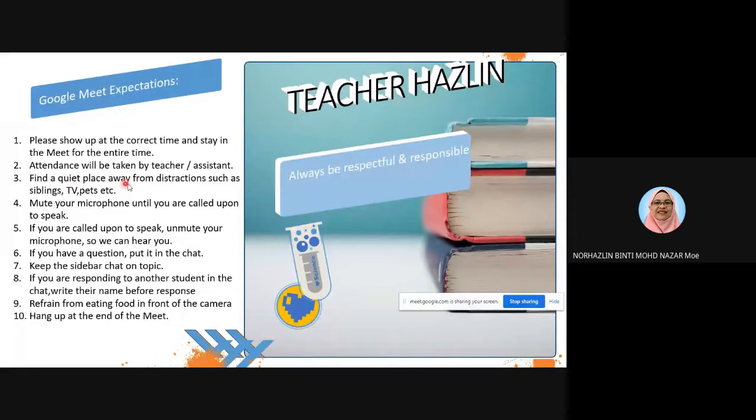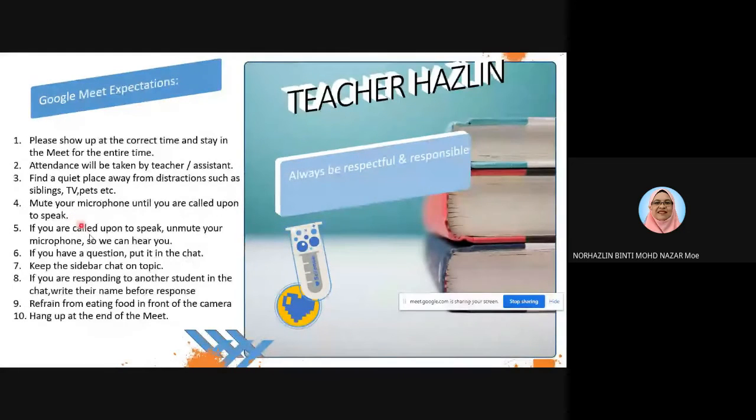Number two, attendance will be taken by teacher or my assistant. Teacher must be helping me today. Number three, find a quiet place away from distractions such as your siblings, your TV, pets, and other distractions. Distractions mean gangguan-gangguan lain.